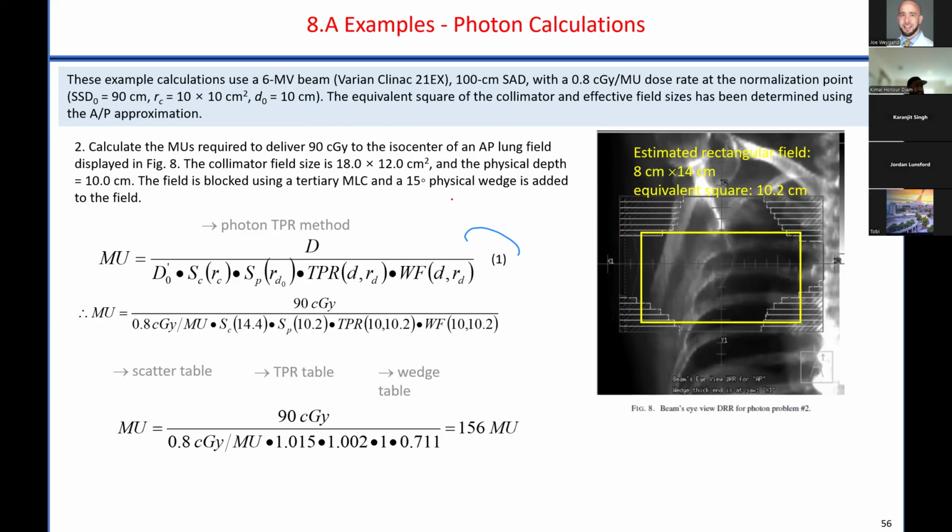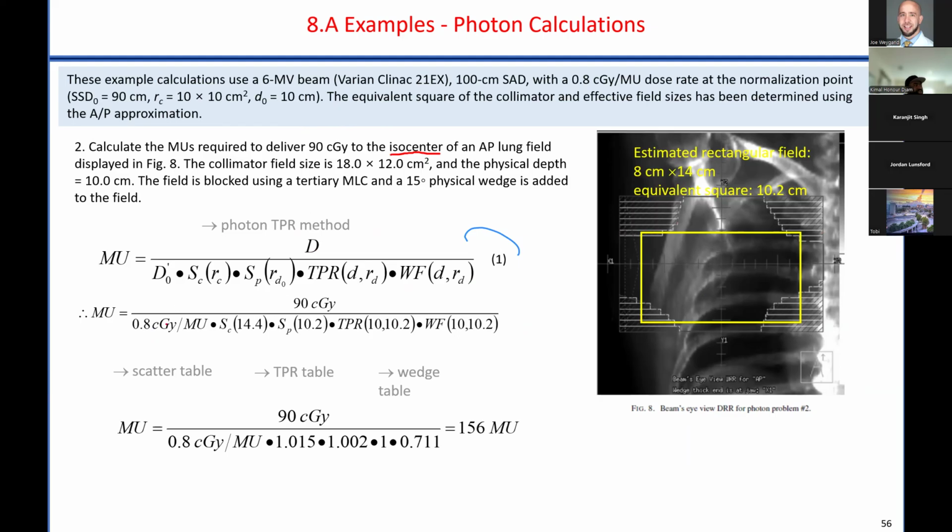The collimator setting is 18 by 12, and the physical depth in this particular case is 10 cm. The field is blocked using a tertiary MLC, and a 15-degree physical wedge is added to the field. Remember, it's clearly stated here, we're going to use the TPR method. This is the formula. I have completely taken away the inverse square law because we are calculating this at the isocenter, which simplifies the equation.